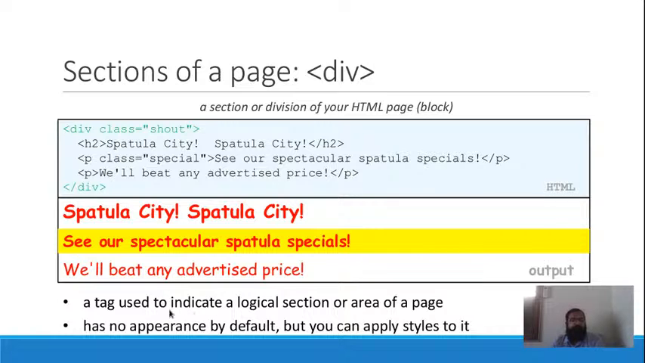Okay, so a div tag is used to indicate a logical section or area of a page. That is what the div tag will actually be used for when we program the HTML pages. It does not have any appearance by default, but you can apply styles to this particular div tag also. Okay, so div is used for a section or a division of your HTML page.